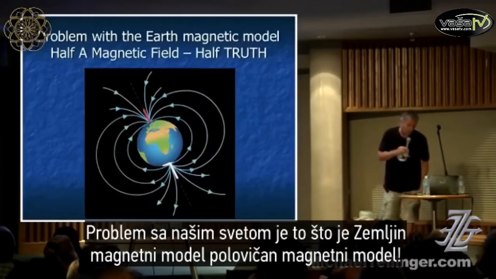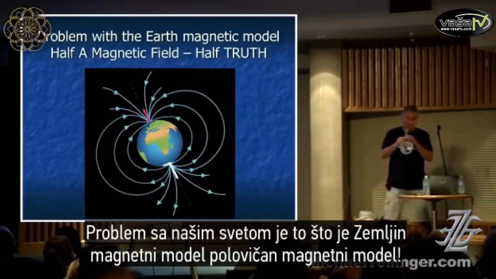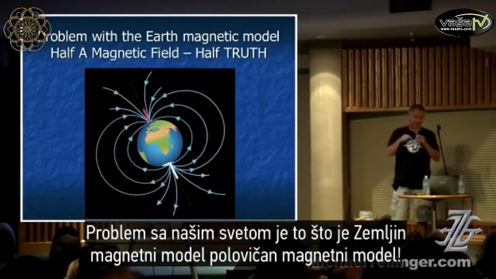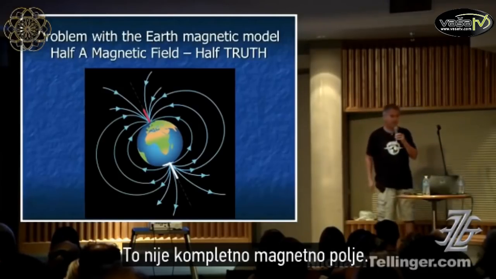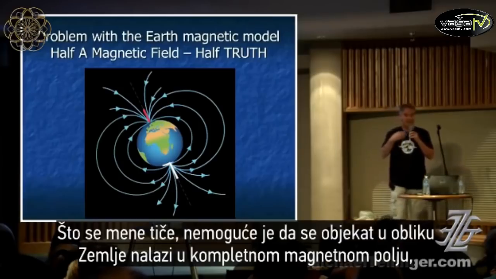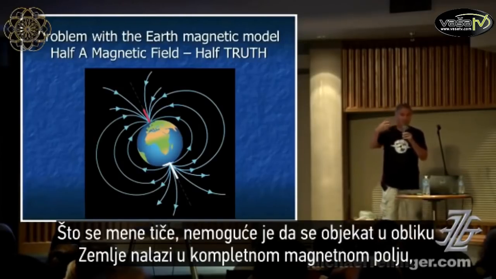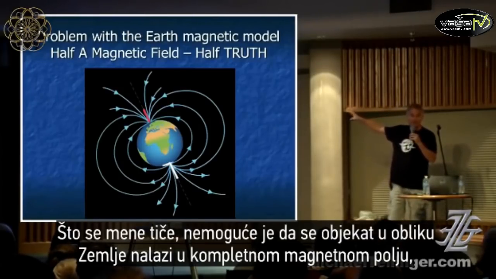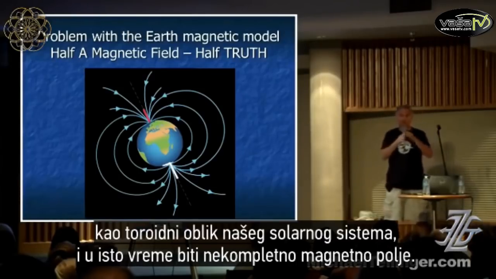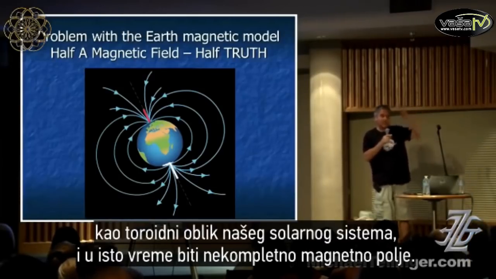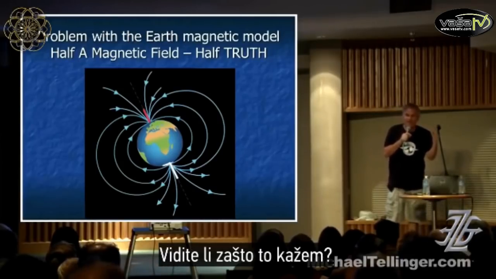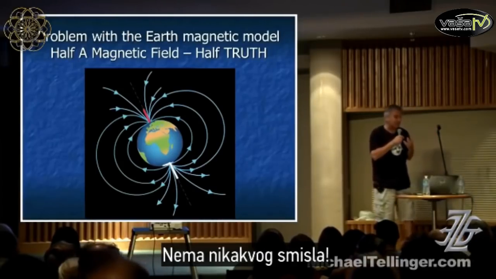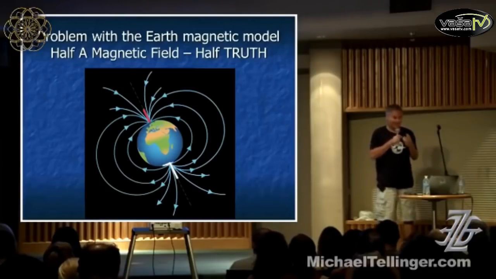The problem with our world is that the Earth magnetic model is a half a magnetic model. It's north at the top and south at the bottom. That's not a complete magnetic field. And as far as I'm concerned, it's impossible for an Earth-like object to be in a complete magnetic field like the toroidal shape of our solar system and be an incomplete magnetic field itself. Can you see why I would say that? It doesn't make any sense.